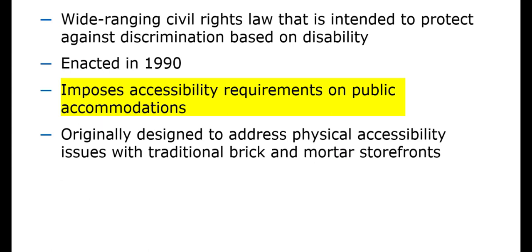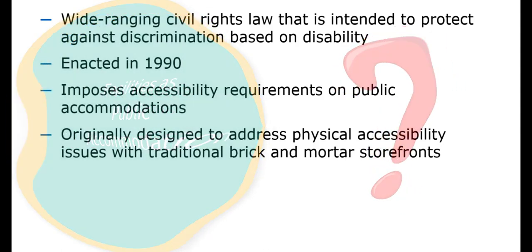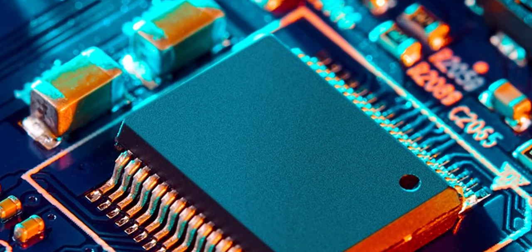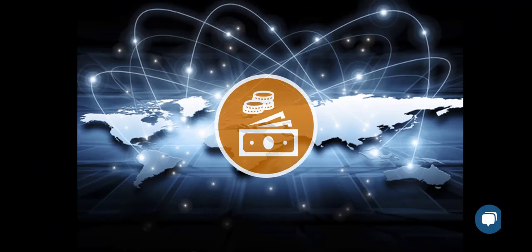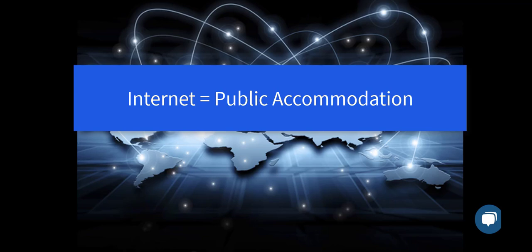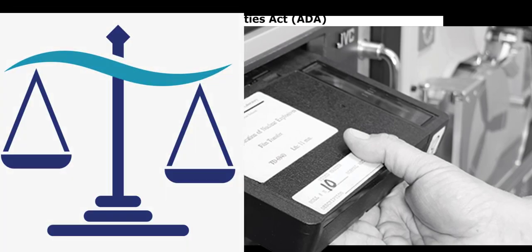The ADA imposes accessibility requirements on public accommodation. Is your facility a public accommodation? So if you think about, in the traditional sense, banks, sports arenas, restaurants, public accommodations. When we think about that in digital form, it takes on a different perspective. Think of web access that is not password protected or restricted. Are you selling goods, services on the internet? And the idea that the internet is now a place of public accommodation is a relatively new concept. But again, as the last point notes, this analog law was designed to address physical accessibility issues with traditional brick and mortar storefronts.